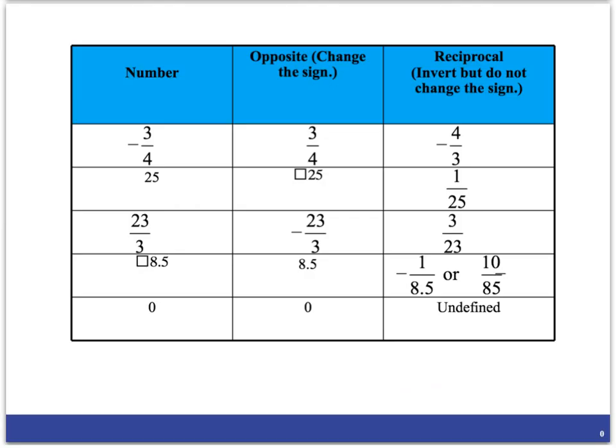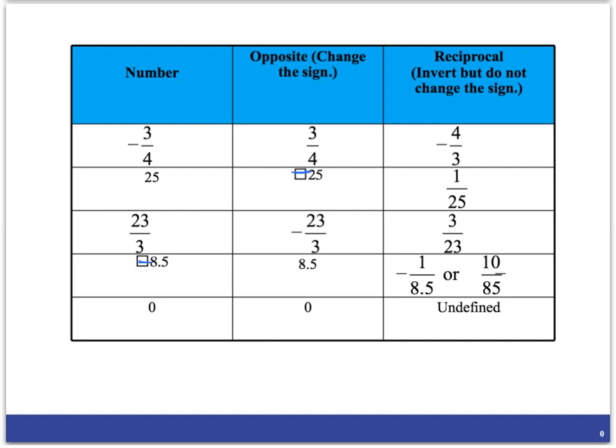Let's look at this chart. If the number is -3/4, the opposite, changing its sign, is +3/4. But the reciprocal, you invert but you don't change the sign, is -4/3. If the number is 25, its opposite is -25, and its reciprocal is 1/25. Look at 23/3. Its opposite is -23/3, but its reciprocal is 3/23.